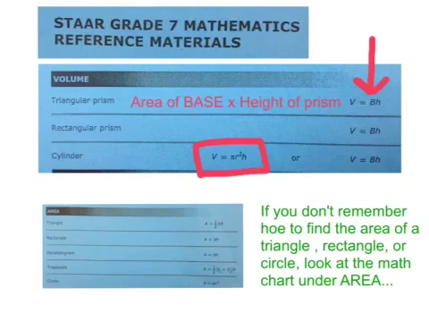If you look at your math chart, at the very bottom or towards the bottom, it's going to tell you volume. And when you look at this, it says triangular prism, rectangular prism, and cylinder. And over on the far right side, it all says the same thing: V equals capital B H.